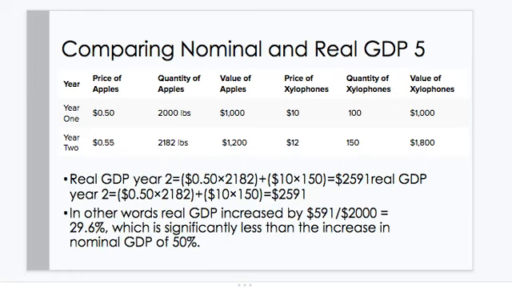So real GDP in year two, we get the same thing, 0.5 now times 2,182. We're using the different amounts of quantities of apples and xylophones. We're going to get 2,591. So in other words, real GDP increased by 591. And we put that over the 2,000 and get a 29.6% GDP increase. And so that is significantly less than the nominal GDP increase of 50%.